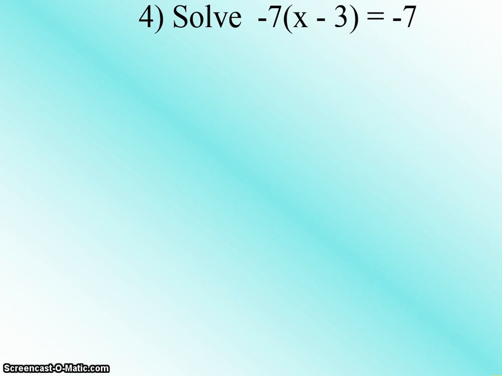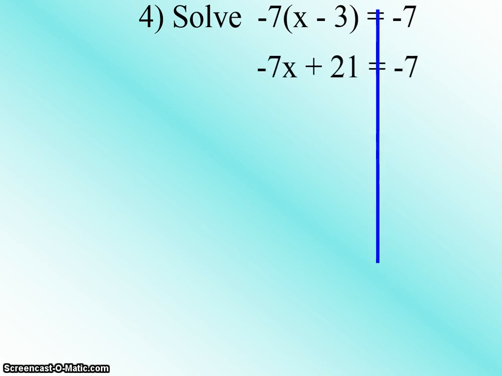Okay, next question. This is where I was talking about the grouping symbols. Here we're going to distribute negative 7 into x minus 3. So, our first step would be negative 7 times x gives me negative 7x, and negative 7 times negative 3, remember that negative is not just a subtraction sign, it's the sign of the number. So a negative times a negative gives me a positive 21.